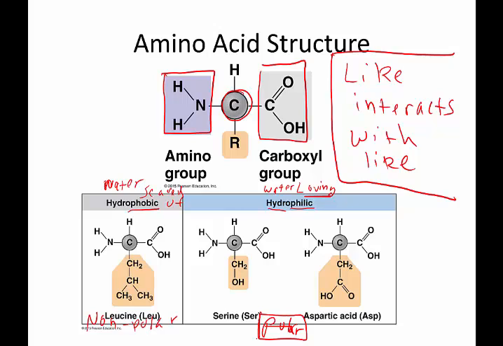Water, however, does not like interacting with nonpolar things. So nonpolar amino acids generally don't like interacting with water. Again, water is polar. Nonpolar amino acids are nonpolar, so they don't like interacting. This makes certain amino acids hydrophobic. So that's why you can make this generalization here. Again, nonpolar amino acids are hydrophobic, and polar amino acids are hydrophilic. So like interacts with like. In this case, water is polar, so polar amino acids like interacting with water.